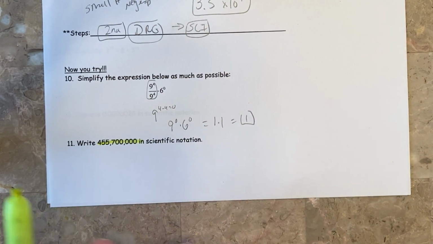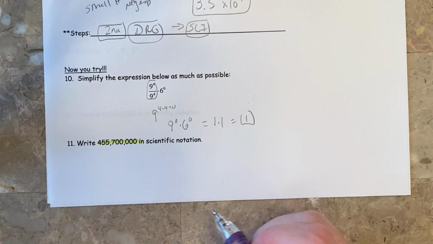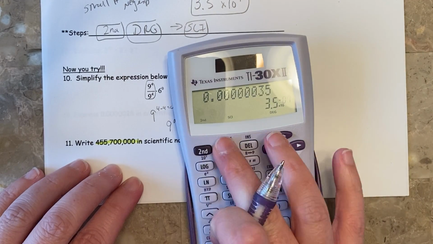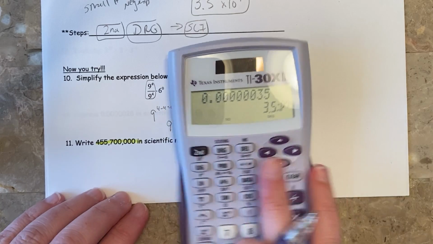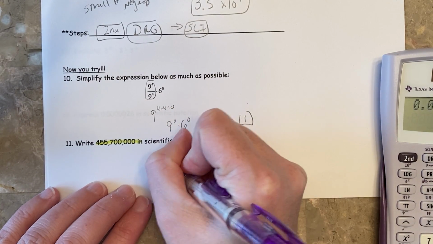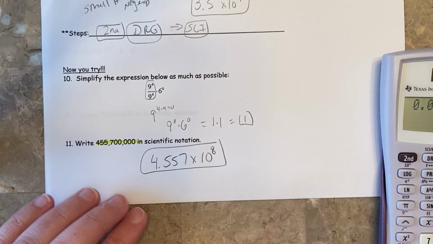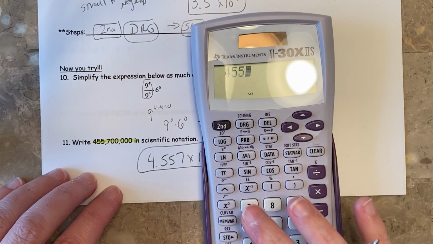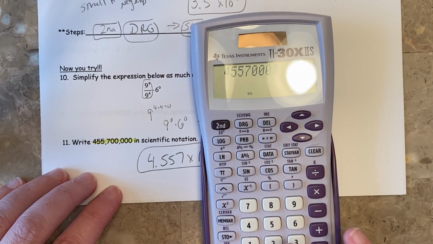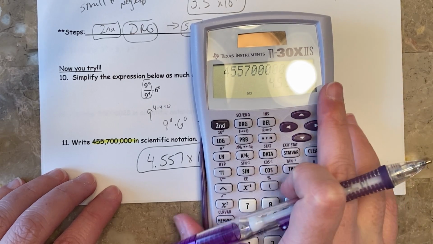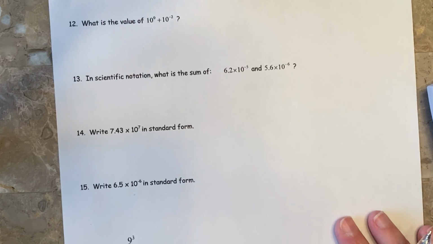Okay, when you put this in scientific notation, you press, again, second DRG, move over to psi, and you should have gotten 4.557 times 10 to the 8th. And again, just put 4.557 in your calculator, and it will give you that answer. Hopefully you are 2 for 2. Okay, number 12.